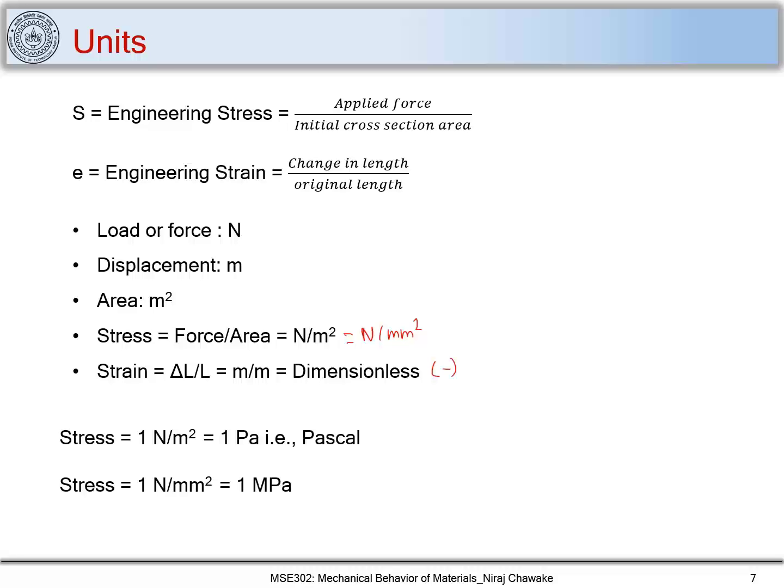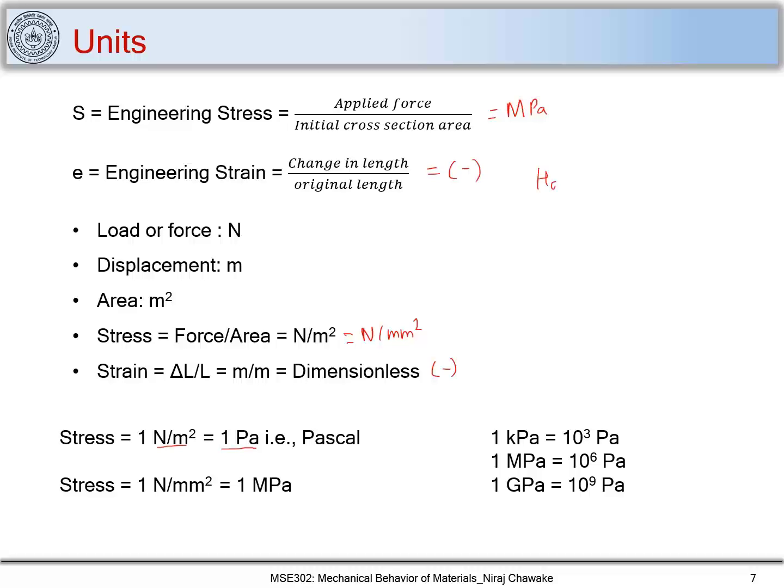So you have stress, which is defined in Newton per meter square, and the other unit is Pascal. So 1 Newton per meter square is 1 Pascal, and 1 Newton per millimeter square is 1 megapascal. There are some conversions from these units: 1 kPa is equal to 10 to the power 3 pascals. Similarly, 1 GPa is equal to 10 to the power 9 pascals. So the unit of stress, we have seen it as MPa, and the engineering strain will remain dimensionless.